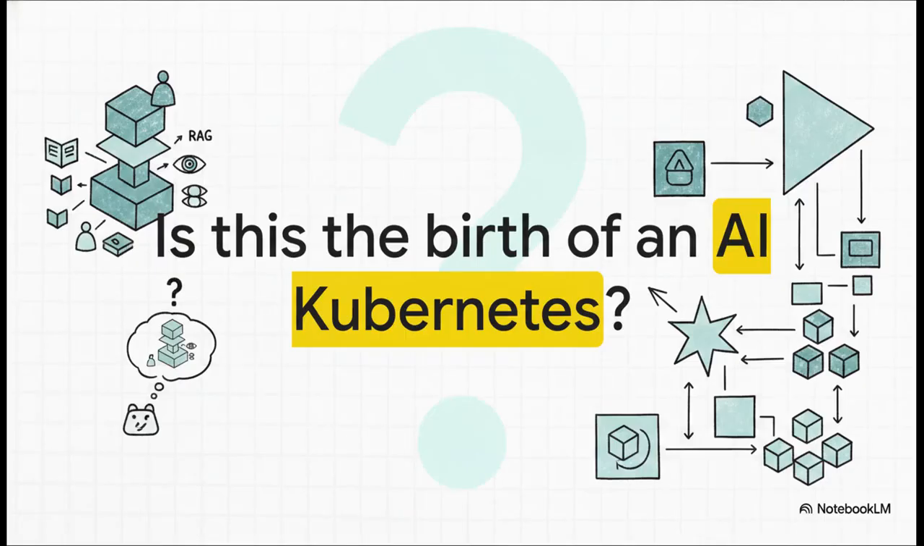I'll leave you with this final thought to chew on today. As our local AI stacks grow more and more complex, integrating agents, RAG, multimodal inference, will Docker Compose survive as the bedrock? Or, looking at the abstractions that ODS is building right now, are we simply watching the messy birth of a totally new kind of distributed AI orchestration layer? Like, are we looking at an AI Kubernetes?